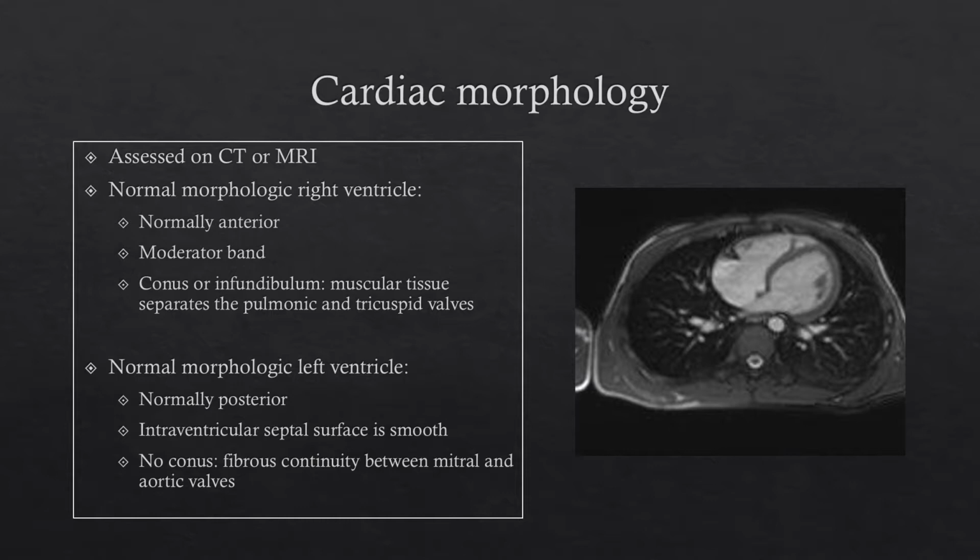The right ventricle is normally anterior and has a moderator band, which is a muscular connection between the septum and the free wall. The right ventricle also has a conus or infundibulum, which is a muscular band of tissue separating the pulmonic and tricuspid valves. Here on the right is an example of a moderator band within the right ventricle. The left ventricle is normally posterior and has no moderator band or conus.